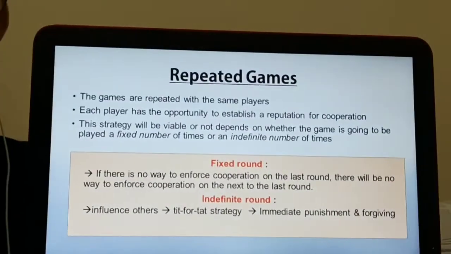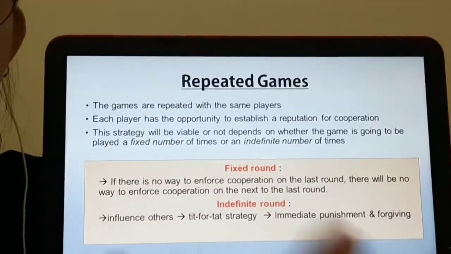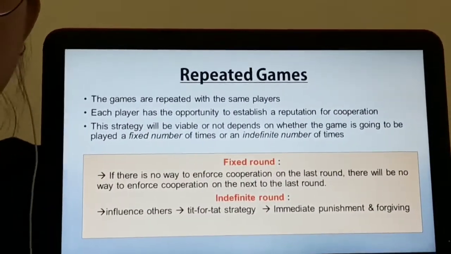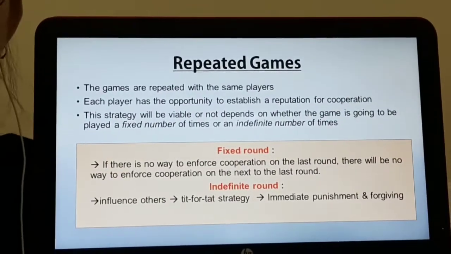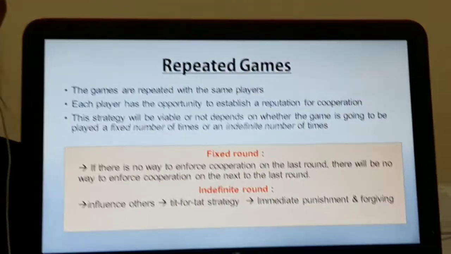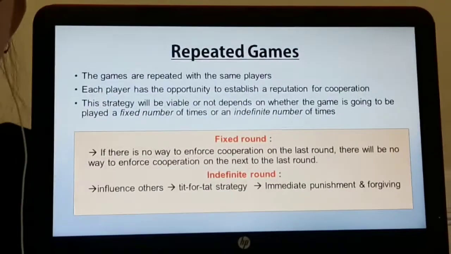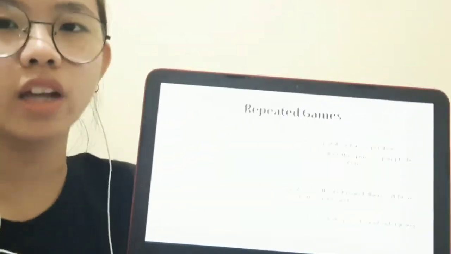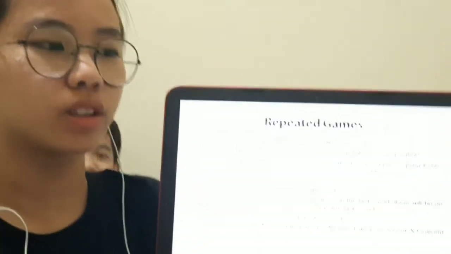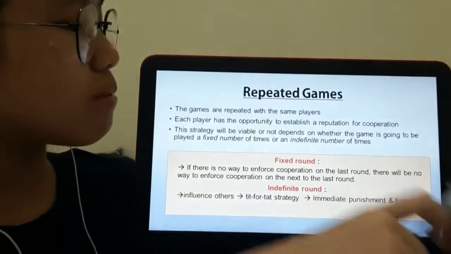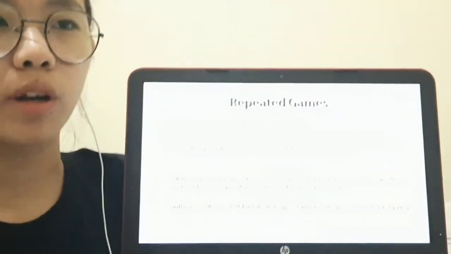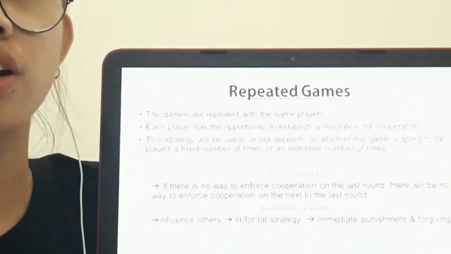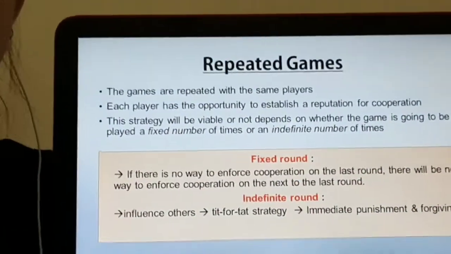Tit for tat is like we should do what the opponent did before. So I will give you the example. Let's say in the first round, the opponent suddenly defects in the game. So on the next round, the second round, you must also defect. So it gives an immediate punishment, because once you defect, you will also be defected.